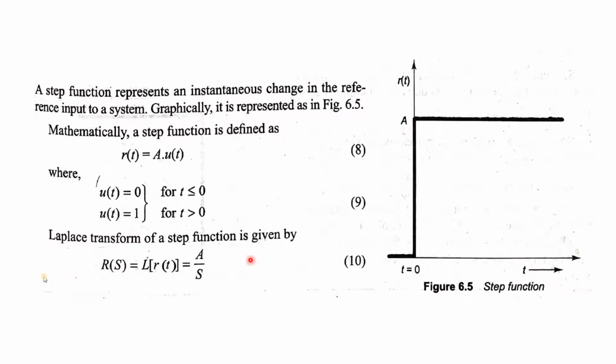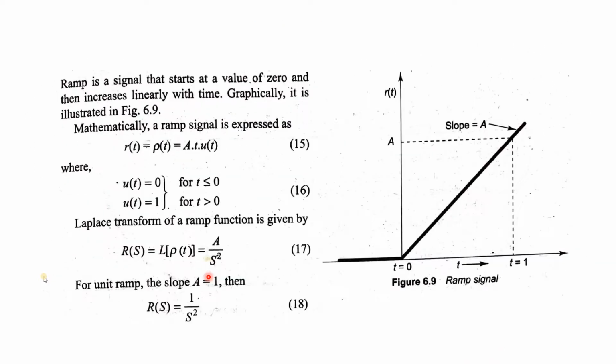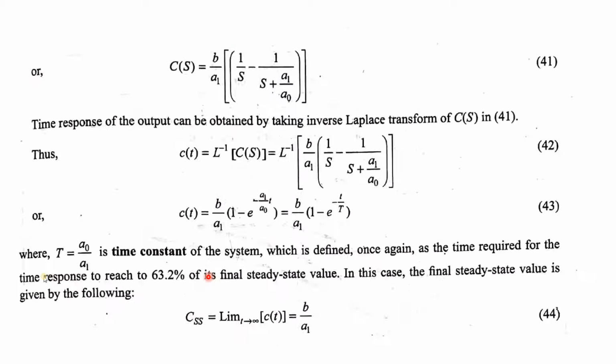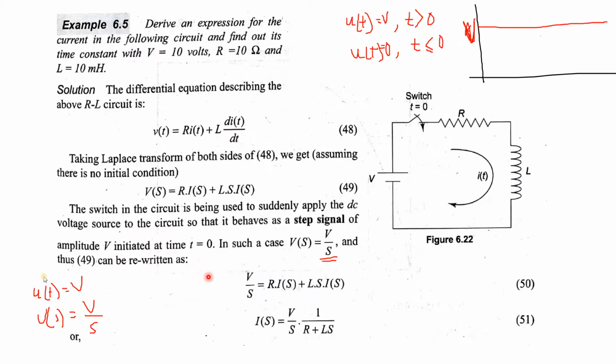Okay, so this is the step signal. If the amplitude is A, that is A u(t), then after Laplace transform it becomes A by S. So if this is V, then it becomes V by S. That means the input is V by S. So in place of Vs we will write V by S, because it is a step input.